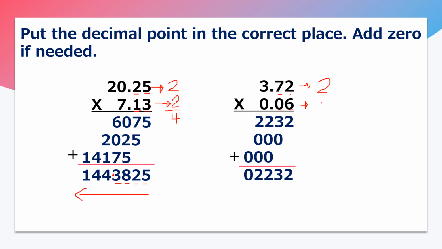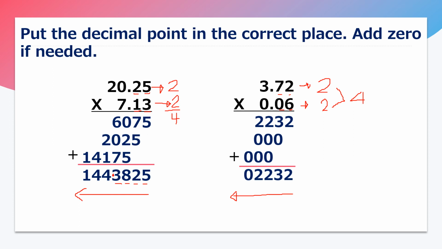So, ibig sabihin, 2 plus 2 is equal to 4. So, dahil 4 ang aking nabilang na decimal places, bibilang uli ako ng 4 sa aking product. Ito, children, ay coincidence lang na parehong 4, ha, but it doesn't mean na laging 4 ang iyong decimal places. There are times na 2 decimal places lang o kaya 3 decimal places.